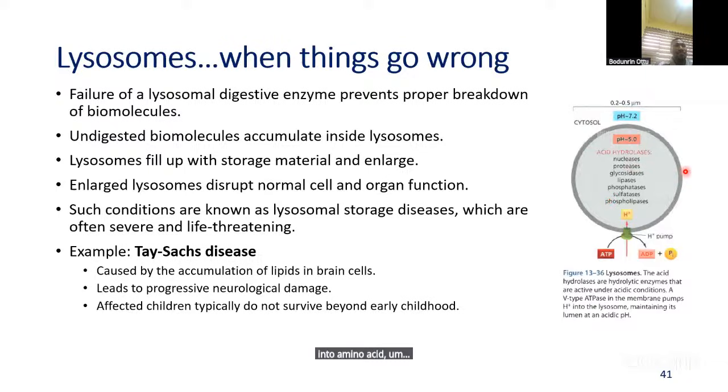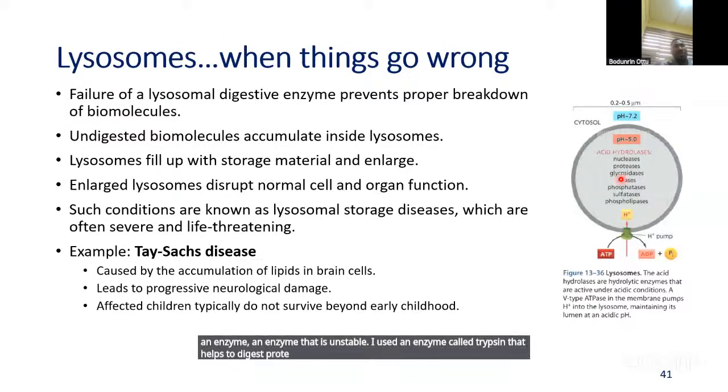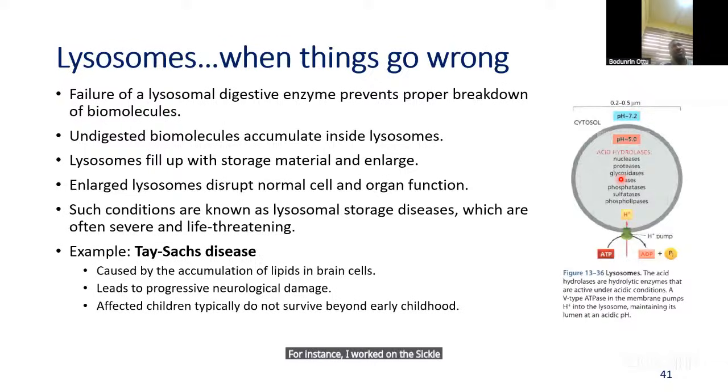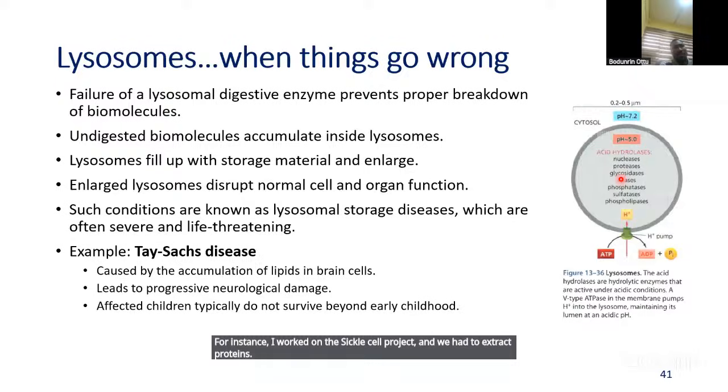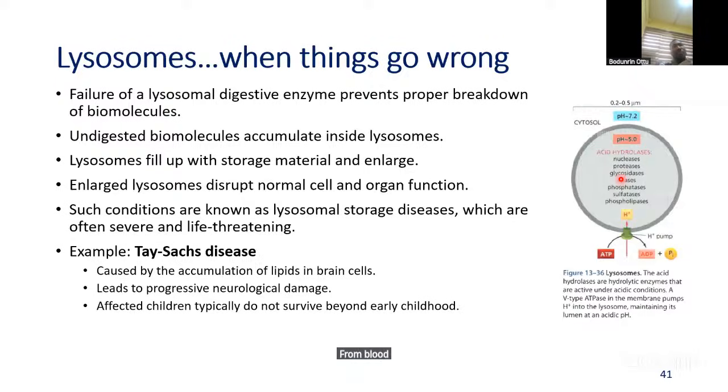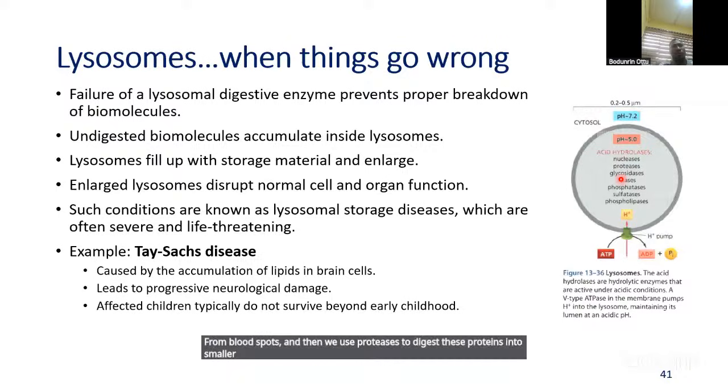They digest proteins. I used an enzyme called trypsin that helps to digest protein. My internet is unstable. So you do a tryptic digest experimentally from blood. Very recently, I worked on a sickle cell project and we had to extract proteins from blood spots. Then we used proteases to digest these proteins into smaller amino acids. So that's what proteases are.